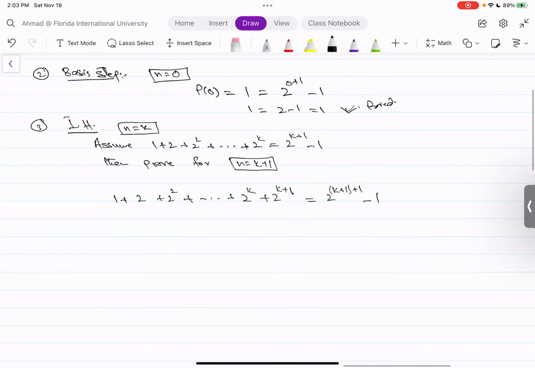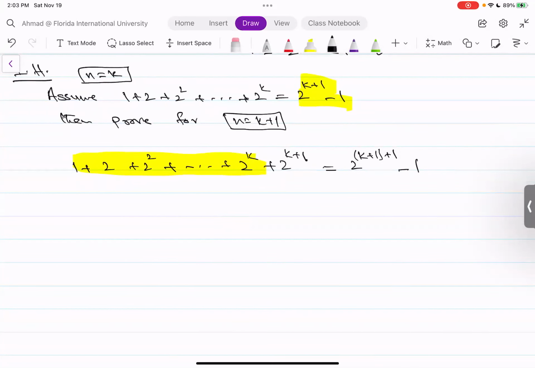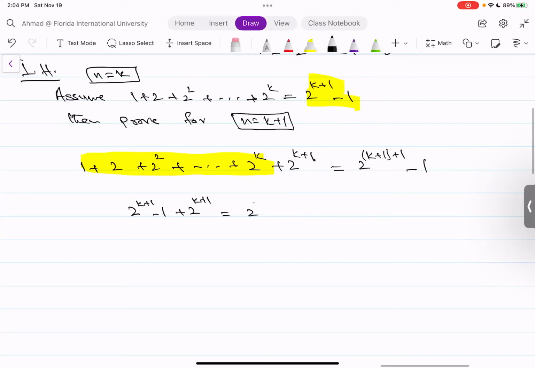Okay, now what we will do, we'll simplify this one. How do we simplify this? We already know that this whole is equal to this one, right? From our induction hypothesis. So now if we know this, we are going to substitute it. How? 2 to the power of k plus 1 minus 1 plus 2 to the power of k plus 1, right, is going to be equal to 2 to the power of k plus 2 minus 1, right? That's what we have done here.